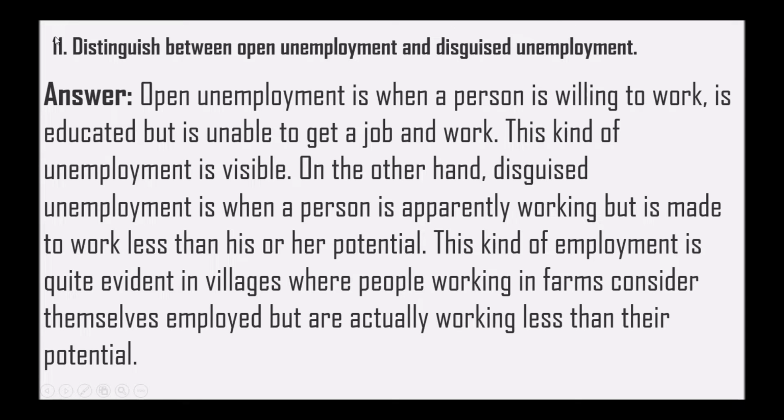Next, distinguish between open unemployment and disguised unemployment. Open unemployment is when a person is willing to work, is educated, but is unable to get a job. This kind of unemployment is visible. On the other hand, disguised unemployment is when a person is apparently working but is made to work less than his or her potential. This kind of unemployment is quite evident in villages where people working in farms consider themselves employed but are actually working less than their potential.